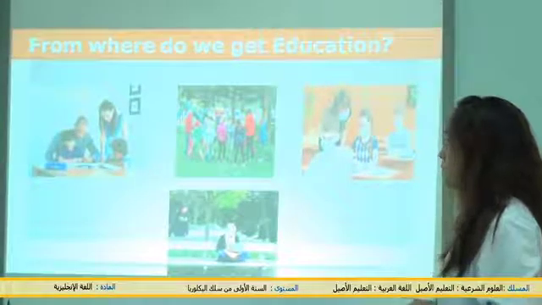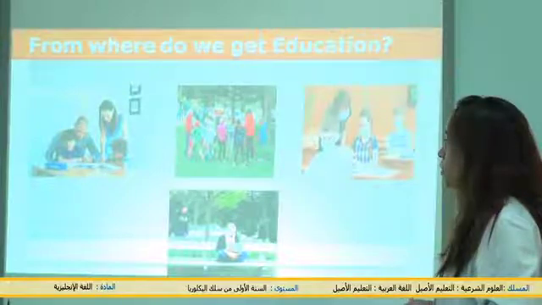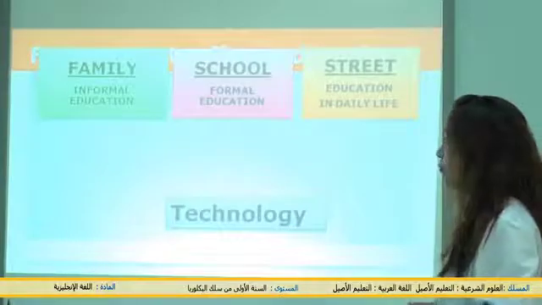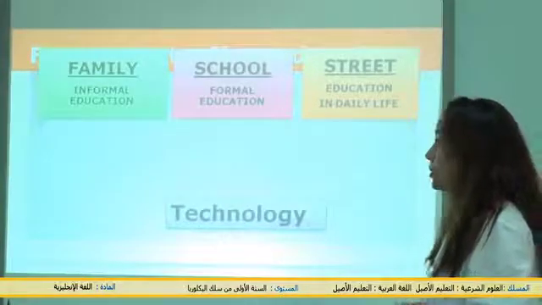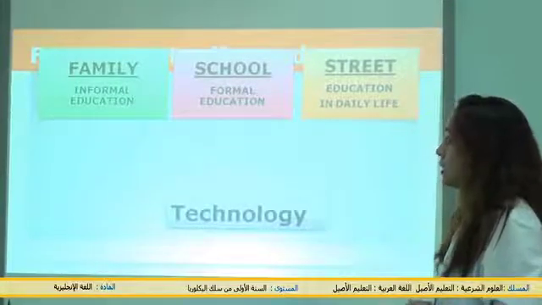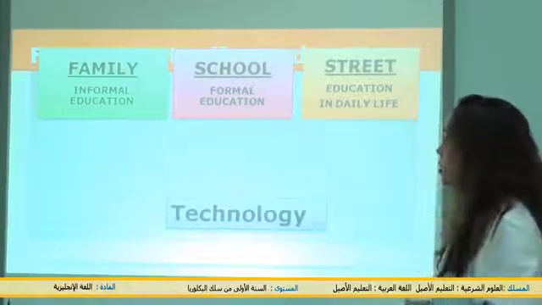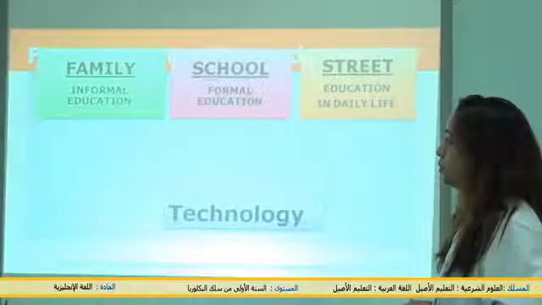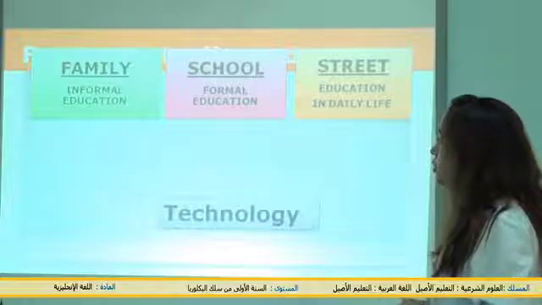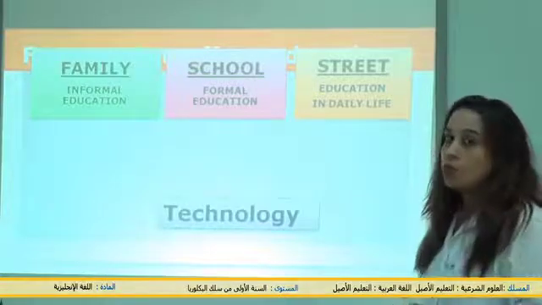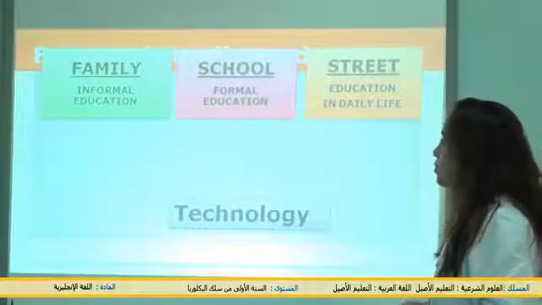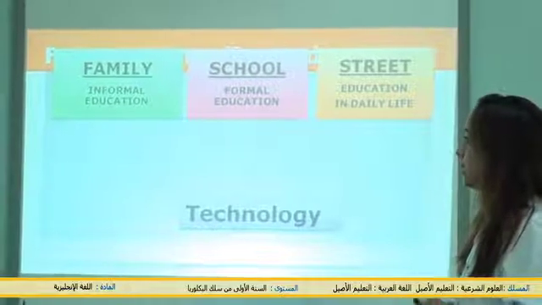So we can say then that we can get education from different sources like family. Family is very important, as it contributes to educating kids and children. This kind of education is called informal education. The second source of education can also be school. So kids and children can go to school. The sources of education can be very many and various.